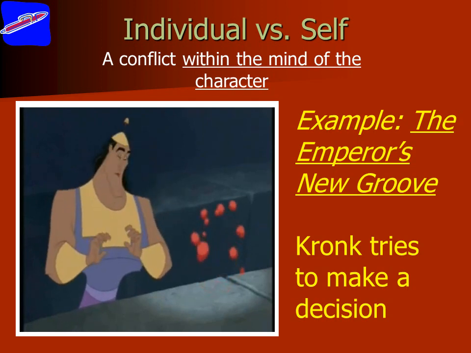That is an individual versus self conflict. All right, so we've looked at the different types of conflict, the different types of external conflict, and we've looked at an internal conflict and seen some examples. Now let's take a look at the summary section that comes at the bottom of your second page of notes.